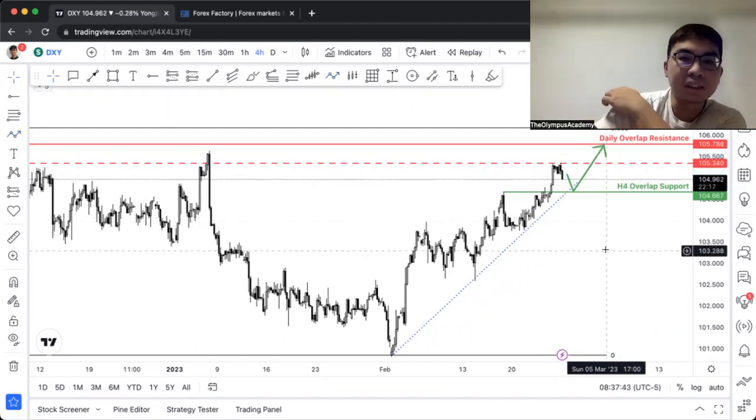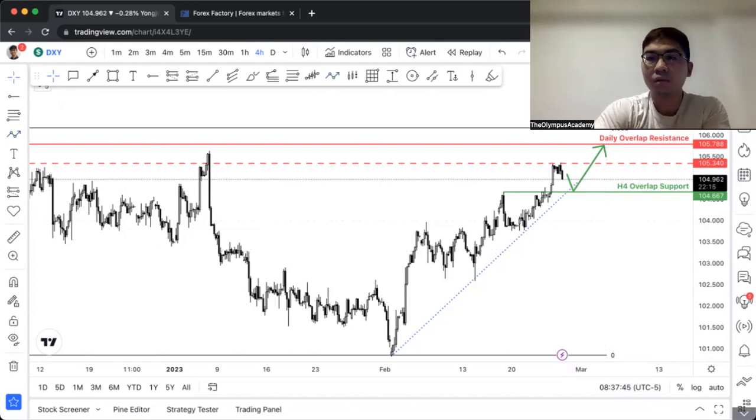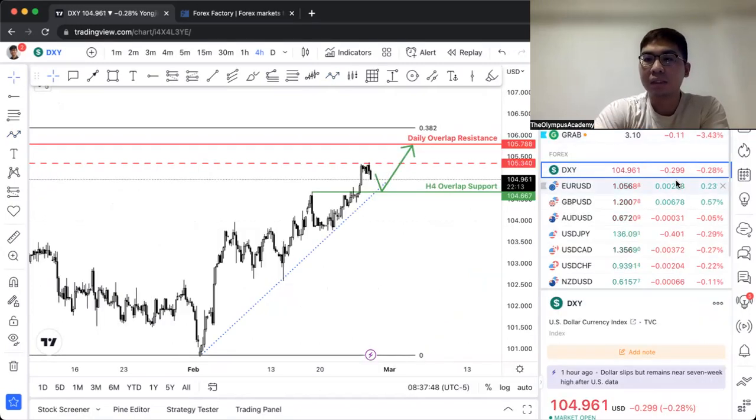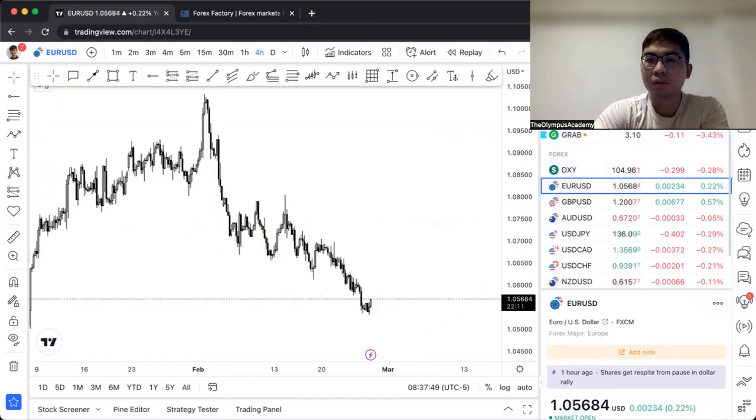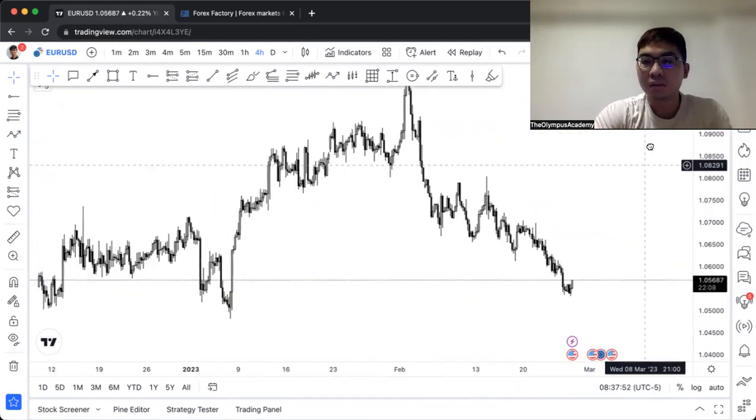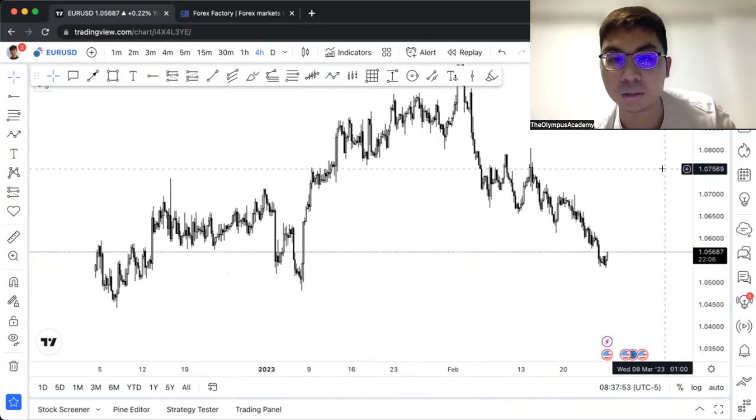So that will be it for the dollar index. Next I'll be looking at the euro dollar. The euro dollar is still on a very bearish downward trend.